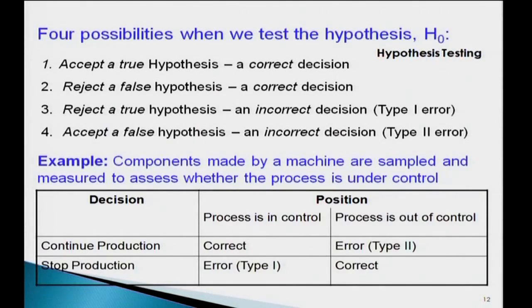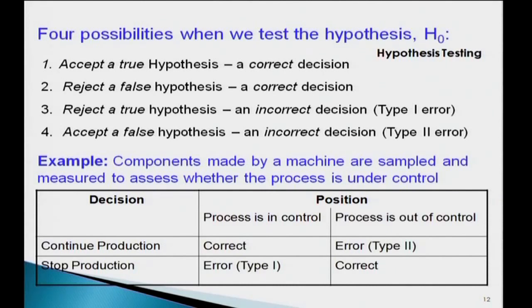Now, once we have one tailed and two tailed, the idea is to understand the final conclusion when we either accept a hypothesis or reject a hypothesis. Any assumption can either be true, or it can be false, an incorrect assumption. So, whenever we accept a true hypothesis, a correct assumption, we are making a correct decision. Whenever we reject a false assumption, then also we are making a correct decision.